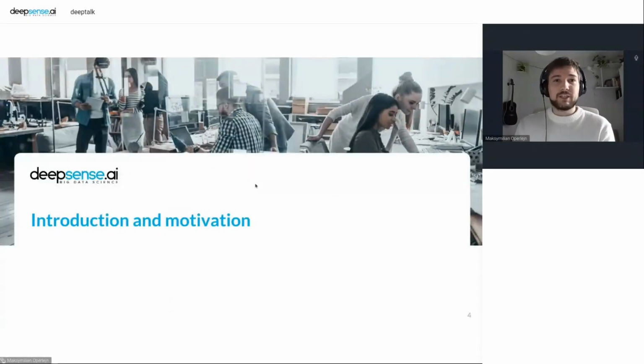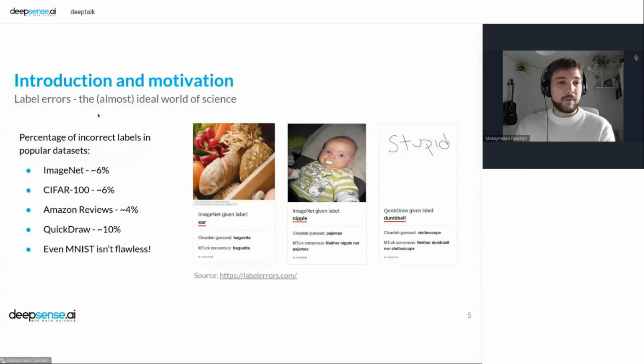So the introduction and motivation. Basically, anyone familiar with computer vision research knows that despite the massive volume of data, usually the same datasets are used over and over again in publications, in research papers. And it obviously makes sense because we want to compare our results with others. So the most popular datasets have noisy labels in rather small amounts.